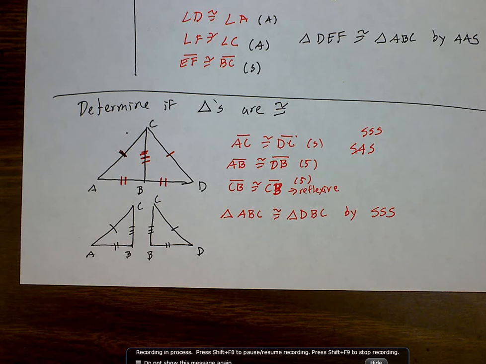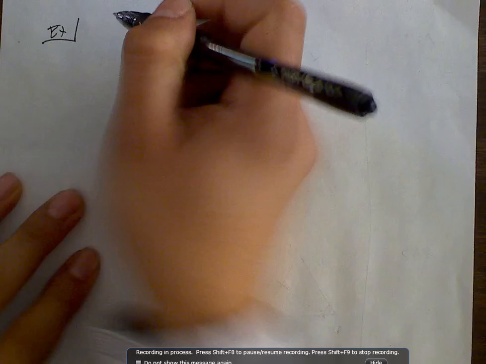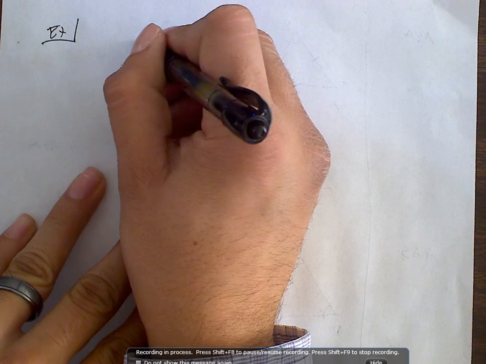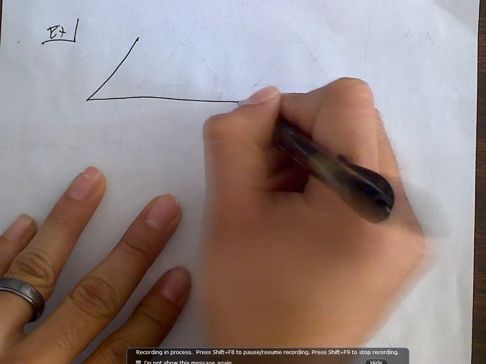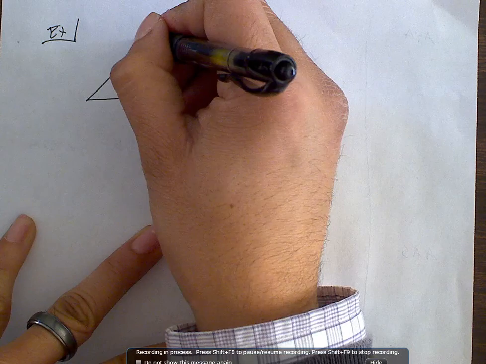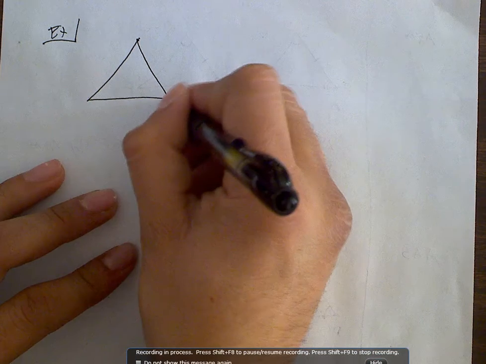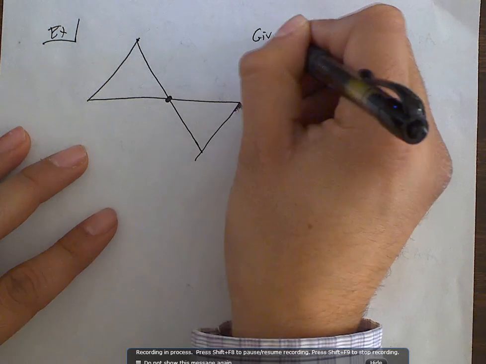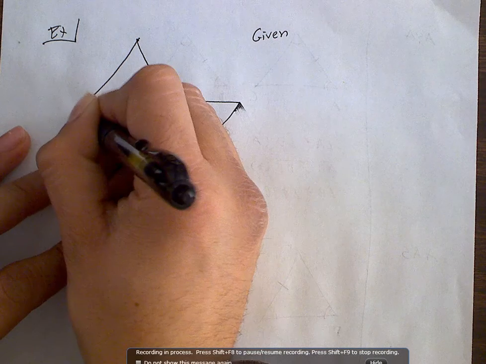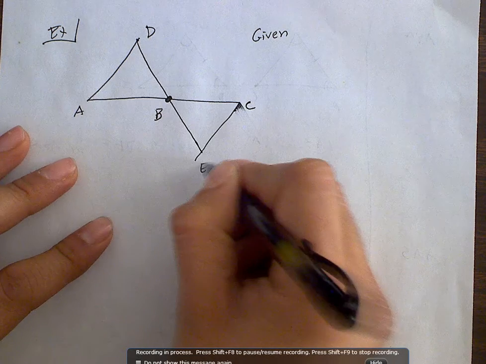Okay, let's look at another example real quick. So here's another example. So let's say I have something that looks like this. It's kind of like one of my favorite shapes. Okay, so this is what's given. So let's label A, B, C, D, and E. So we have two triangles, right?